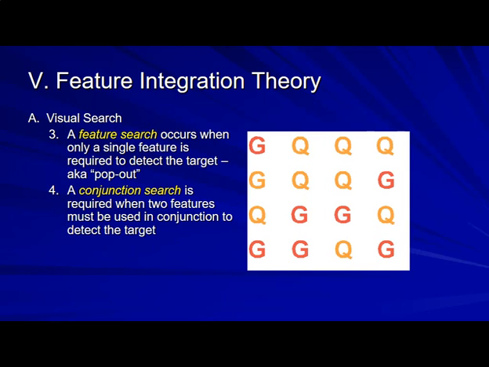A conjunction search is required when two features must be used in conjunction with one another to detect a target. More difficult. We actually have to search our entire environment and combine each element as we go along. So it requires attentional resources. The feature searches require almost no attentional resources. A conjunction search does, because we have to use our attentional resources to actually combine those two features together to find what we're looking for.